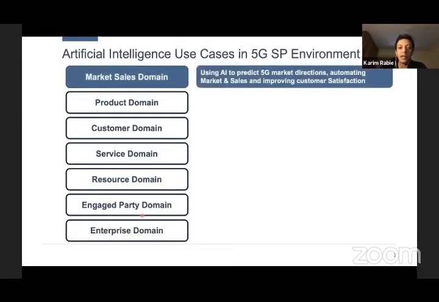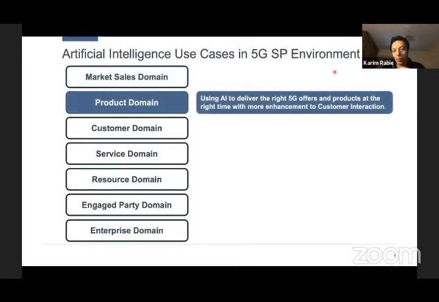So just quickly, in the market sales domain, that's commonly there in the sales departments of the mobile network operators and service providers. You can use artificial intelligence to predict the market directions, to channel the market and sales missions, and to improve the customer satisfaction in general. So there are a lot of solutions in this area driving this direction.